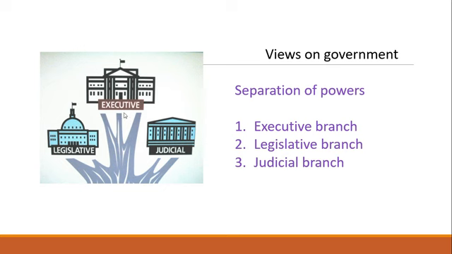And then we have the executive branch of government. Their job is to make sure that these laws are being obeyed. It's also their job to make sure that programs are being delivered to the people of the country.